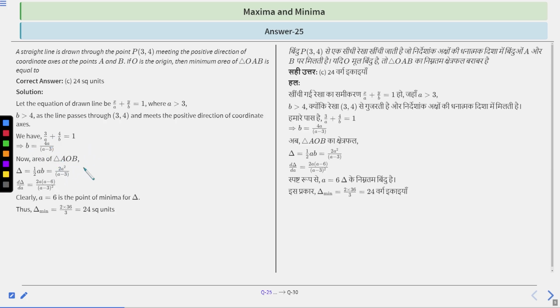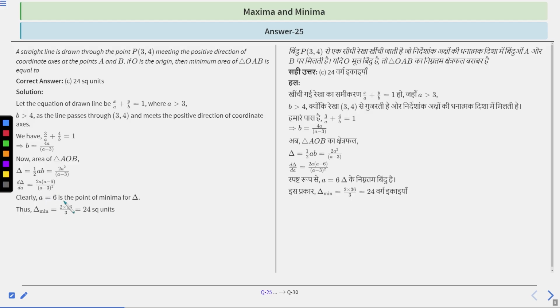So, b can be written in terms of a as b is equal to 4a upon a minus 3. Now, area of triangle AOB is basically 1 by 2 a into b. Clear? 1 by 2 a into b, which is equal to, if you put b in terms of a, 2a square upon a minus 3, right? Therefore, d delta upon dA is basically 2a into (a minus 6) upon (a minus 3) whole square, right?